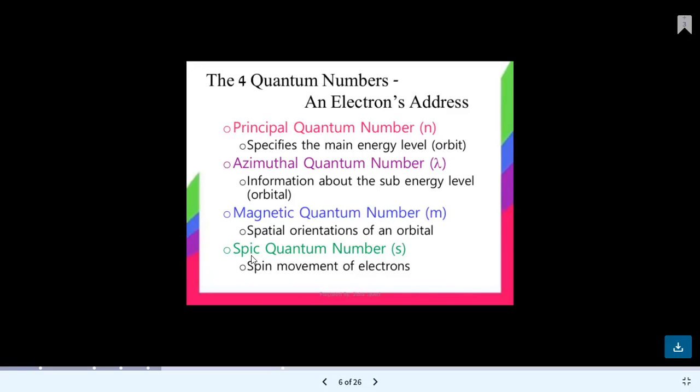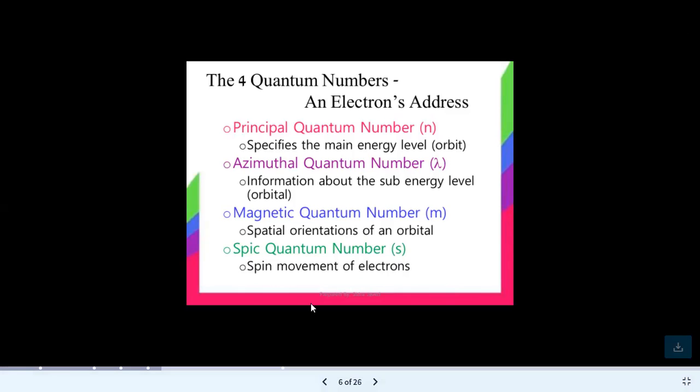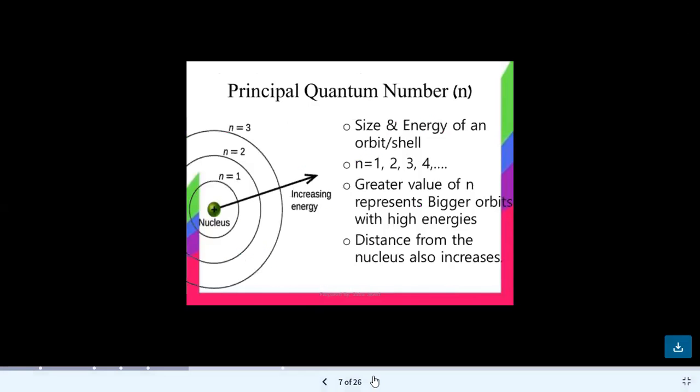While the spin, this is a mistake, it's supposed to be an N. Spin quantum number, represented by the letter S, refers to the movement, the spinning of the electrons, okay? Now, this might look very confusing at first, and that's why I'm gonna take the time to explain this with details. We go to the first one, the principal quantum number.